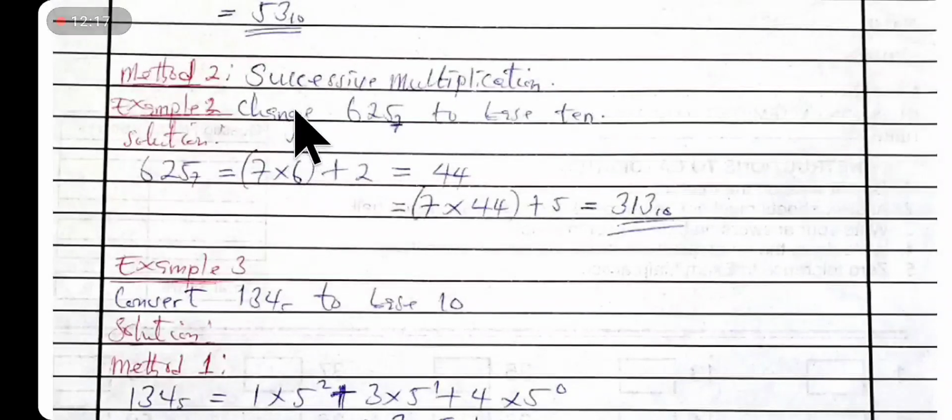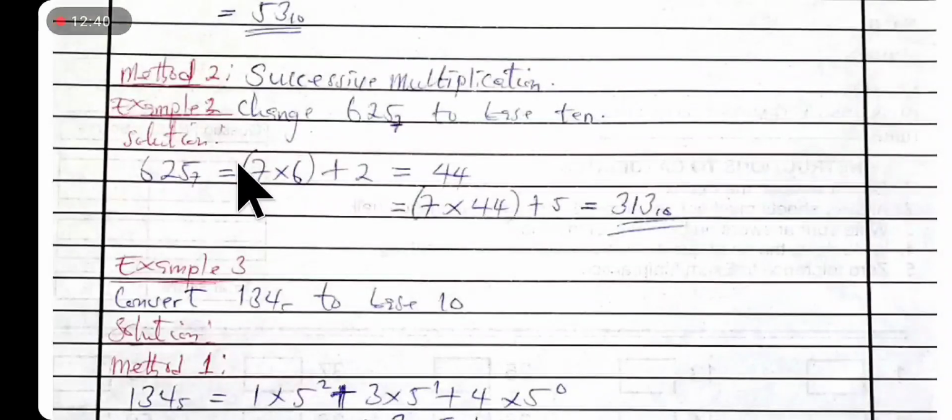Now, look at this example. Change 625 in base 7 to base 10. It's in base 7, so we are changing to base 10. Now, if you want to, you can use the first method to solve this, but this is the second method. Now, let's use the second method, successive multiplication, to see how we can solve this.